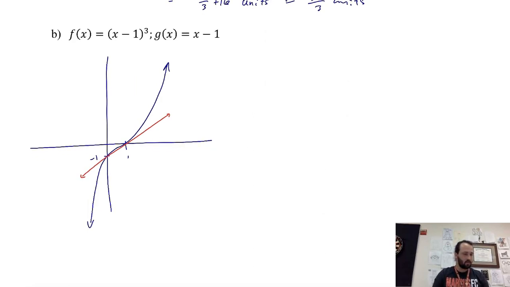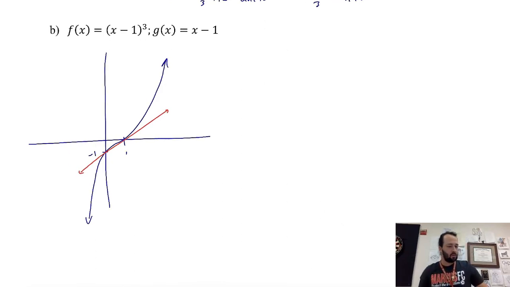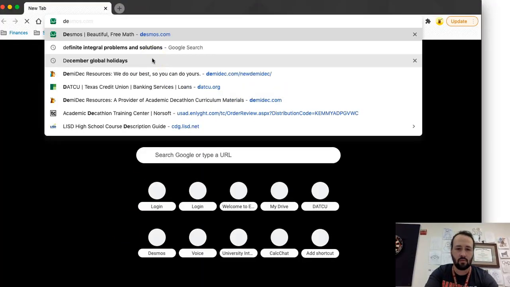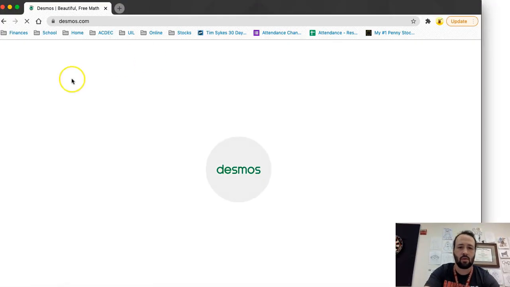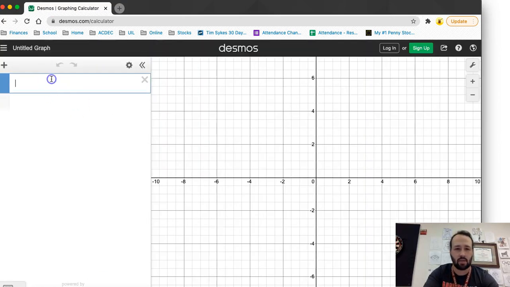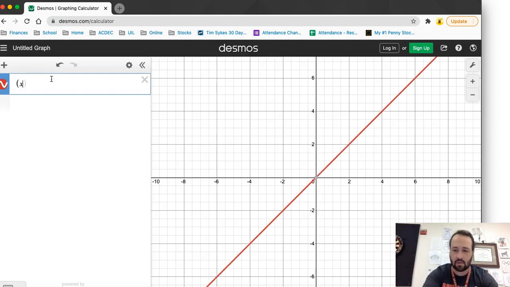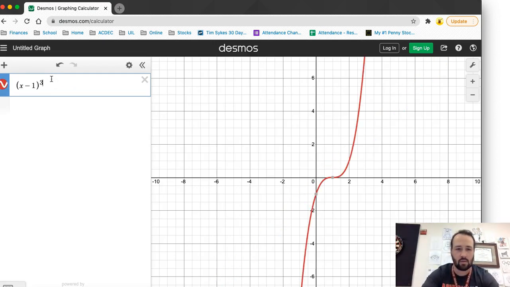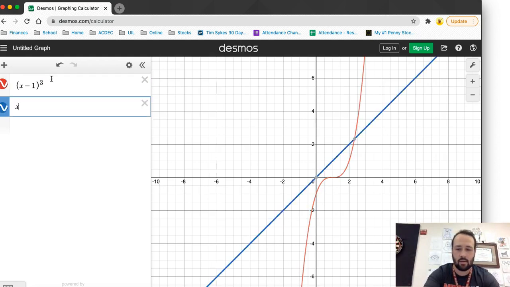Yeah, let's pull up something a little bit better. If they are this close, we would probably give you what's going on here. Like you would be given a picture or something like that, saying that this is f of x, this is g of x, so on and so forth. Let's see, x minus 1 to the third, and x minus 1.